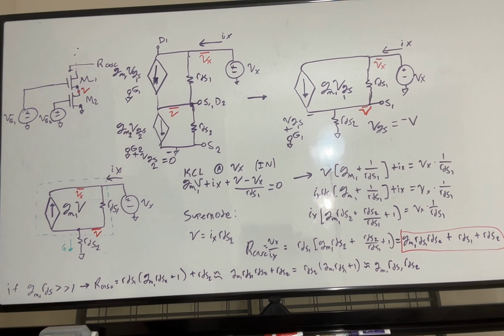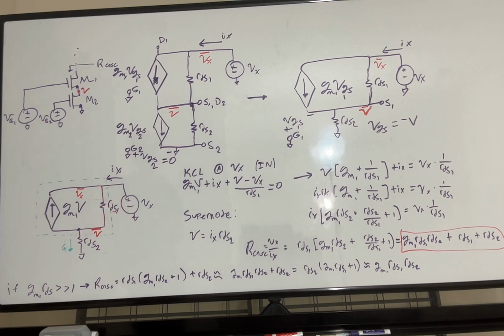Great. So we do KCL at Vx, and we're going to say all the current is in, because we clearly have 2 currents going in already, so it's rather easy to derive, right? So here's our first current, GM1V, that's this one. We have Ix, of course, which is this one. And then we have (V minus Vx) over RDS1. So that's (V minus Vx) over RDS1, right?